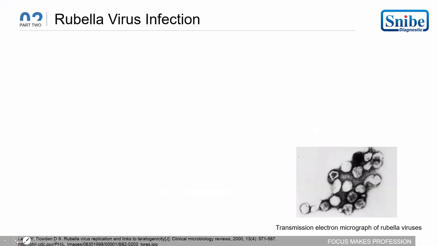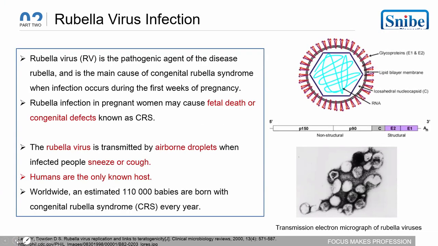If we talk about the rubella virus, basically the rubella virus is the pathogenic agent of the disease rubella, and is the main cause of congenital rubella syndrome when infection occurs during the first weeks of pregnancy. So you can see the structure of the rubella virus. It has a non-structural and a structural part. The structural part contains the glycoproteins E1 and E2, and a lipid bilayer membrane with an icosahedral nucleocapsid inside, which is an RNA-based virus.